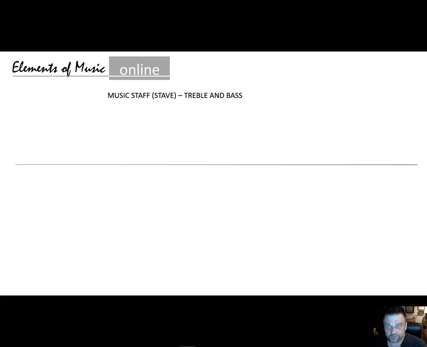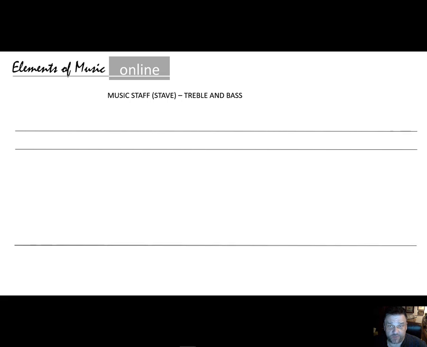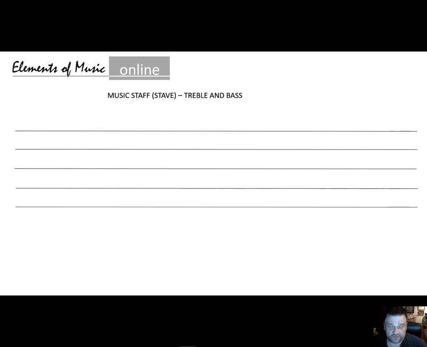So let's learn first about that treble staff. We call these music staffs or staves. Those two terms are used interchangeably. Basically, you just got to remember that it's made up of lines and spaces. 5 lines and 4 spaces to be exact. Just take a look. 5 lines and 4 spaces.